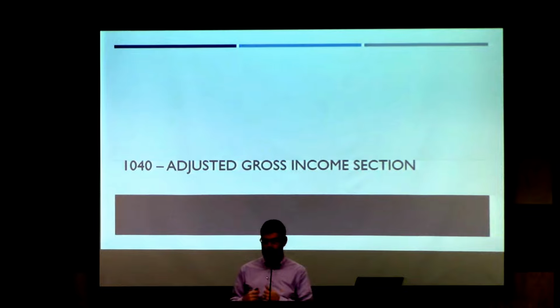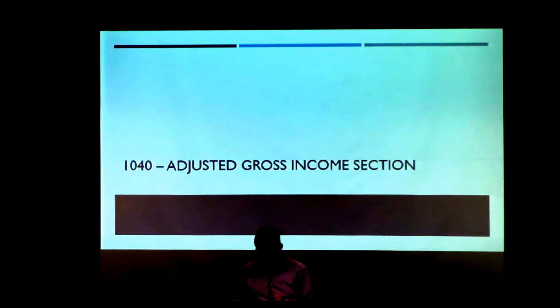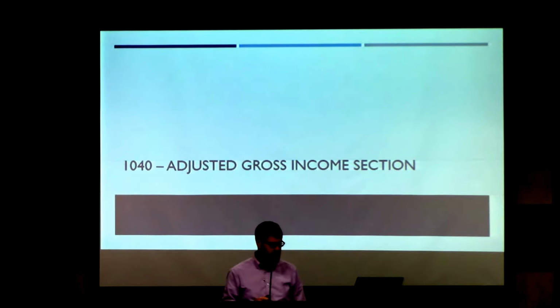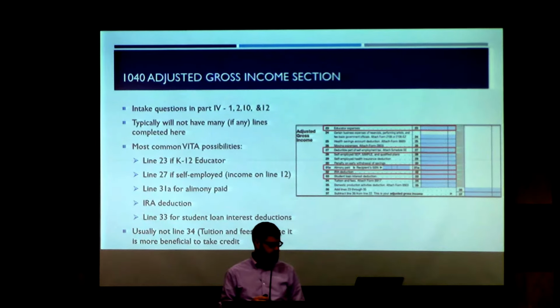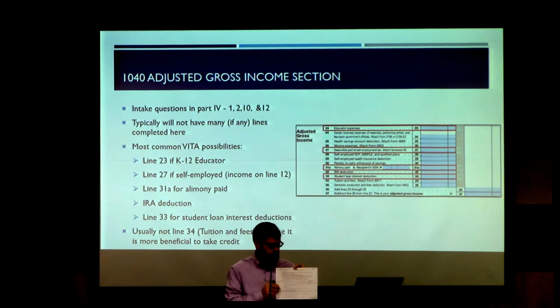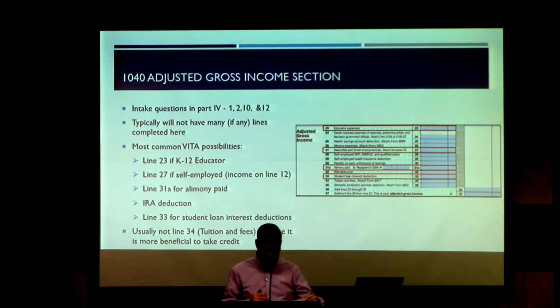Any questions about our income section? Cool. All right, so moving on down, the next section is that adjusted gross income. Again, these are called adjustments or first page deductions. So if you look on your intake sheet, that's going to be section 4, questions 1, 2, 10, and 12. And again, you'll notice that I'm not doing every single line here on the 1040. I'm going over the things that we actually see at VITA. So we don't see a heck of a lot of adjustments at VITA.